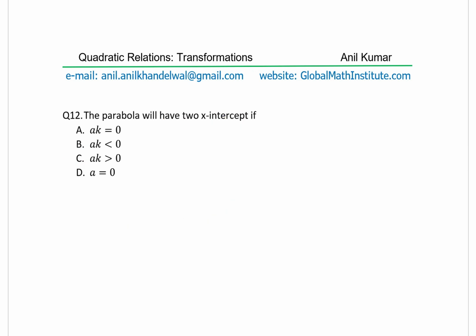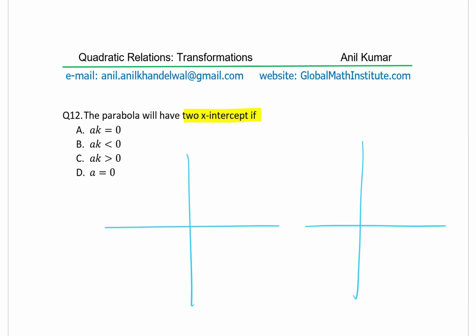Last question here. I'd like you to pause and answer this particular question. A parabola will have two x-intercepts. So instead of one, we are now making two x-intercepts. So the situation is, let me again draw something like this. Either it is going like this or it is going like this. Perfect. So what do you notice?